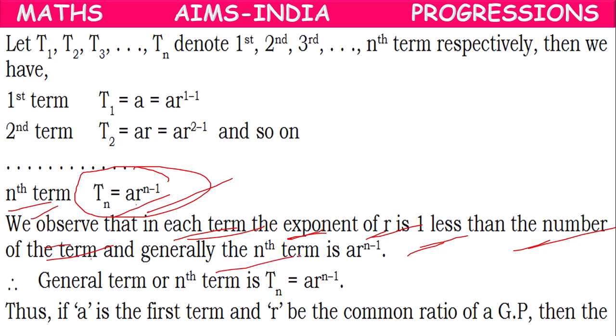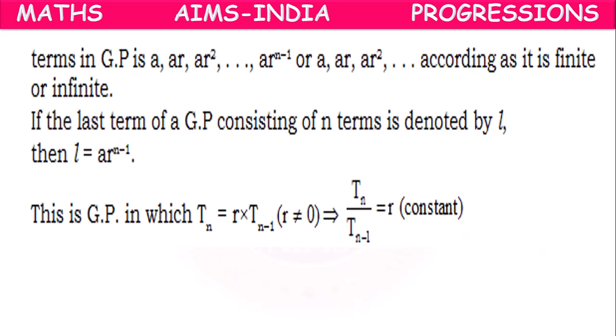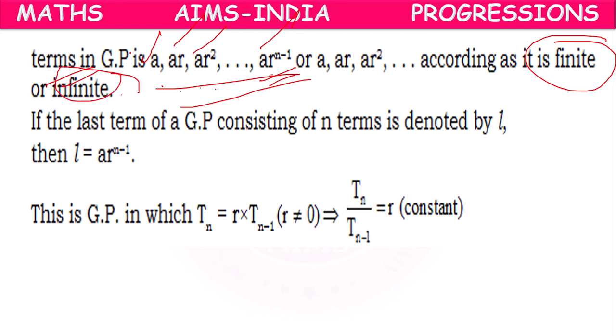So in the same way, for nth term also, exponent will be 1 less than n, which is n minus 1. So where A is the first term, R is the common ratio, n is the number of terms. So this is general form of GP: A, AR, AR square, up to AR to the power of n minus 1. But according to number of terms, it may be finite or infinite GP.